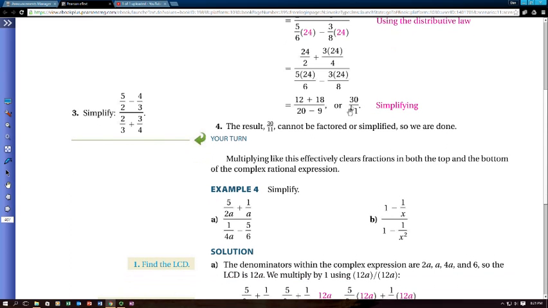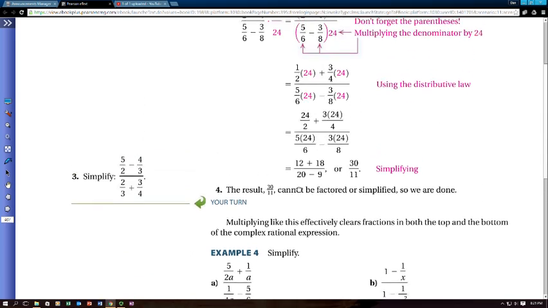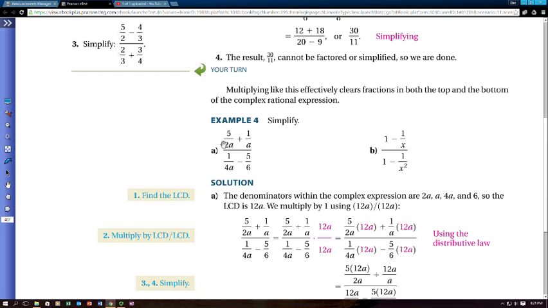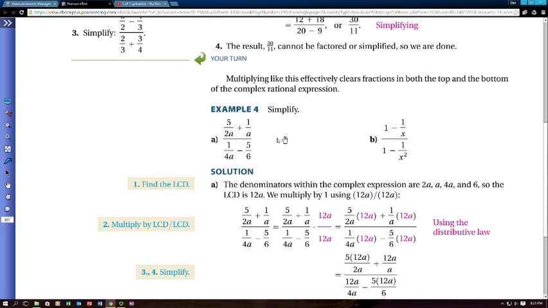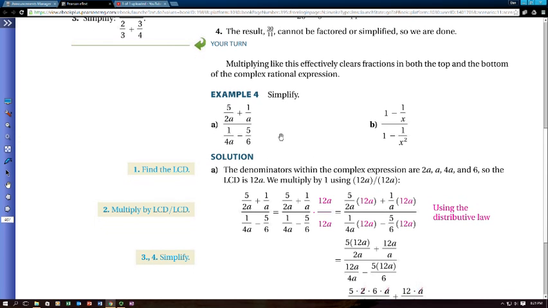Make sure there's no common factors. Well, 11's prime, so that's in simplest form. So that's our method. Basically, I call this clearing these fractions here. So I'm going to convert basically all these fractions of 5 over 2a, 1 over a, 1 over 4a, and 5 over 6. I'm going to get rid of the fractional parts by finding the LCD of all 4 fractions in this case and doing that.